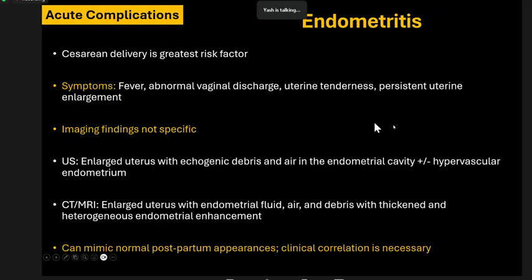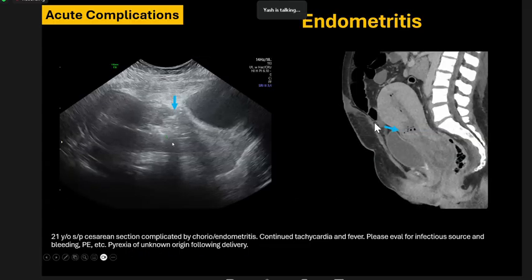Okay, moving on to the next complication, endometritis. Again, endometritis is a clinical diagnosis. What we end up seeing on imaging is heterogeneous contents of the endometrium and a lot of air. So this appearance, if you showed it to me even today, after today's lecture, I would call it probably normal, but correlate clinically for signs of infection. And this patient did have indeed signs of infection.